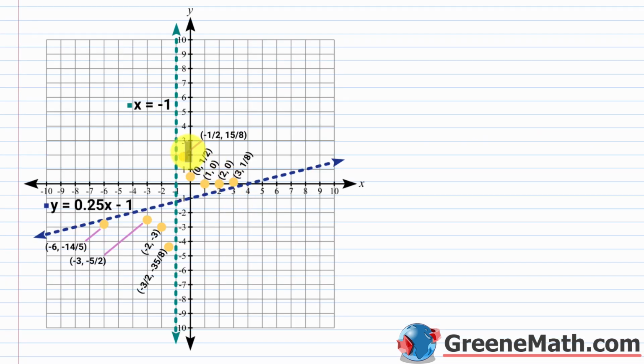So coming down here, I have everything listed with fractions. Again, you could just use your calculator to put it back into decimal form, or you can just look at Desmos, it does it for you. So this is (-1/2, 15/8). This is (0, 1/2), (1, 0), (2, 0), and (3, 1/8). Then over here, we have (-6, -14/5), (-3, -5/2), (-2, -3), and then (-3/2, -35/8).